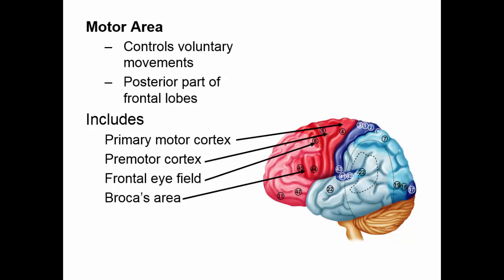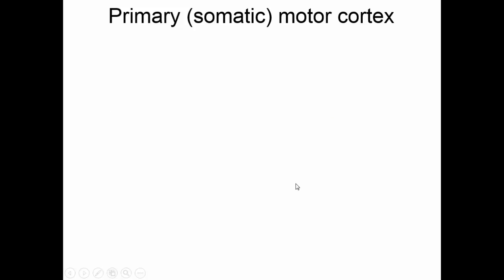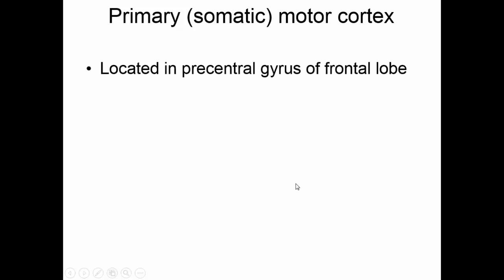The motor areas are going to control voluntary movement, and they're in the posterior part of the frontal lobe, in this red area. We have the primary motor cortex, that is in the precentral gyrus. Just in front of that we have the premotor cortex, the frontal eye field, and Broca's area. Now there are several other motor areas in here, but these are the four we're going to talk about. The primary somatic motor cortex is located in the precentral gyrus of the frontal lobe.